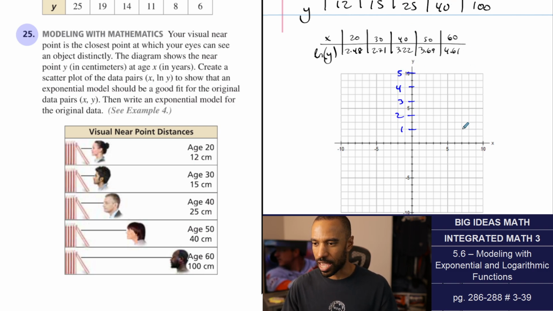The x's will go by tens, so this is 50 and 100. So we have 20, comma 2.48. That's really close to 2.5, so like that. There's a point. 30, comma 2.71. Remember, these are the natural log values, so around there. 40, comma 3.22. Ooh, that shoots up a little bit. 50, comma 3.69. And 60, comma 4.61.